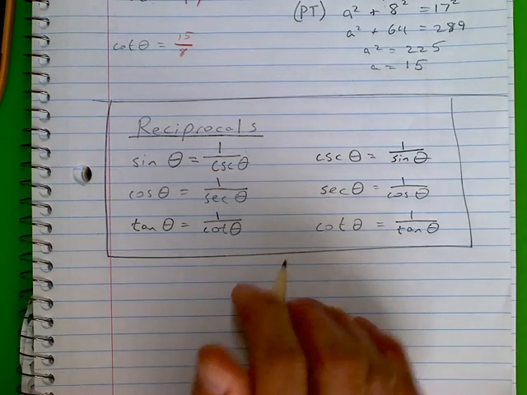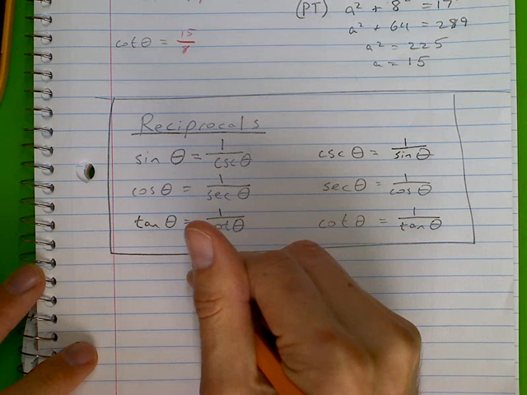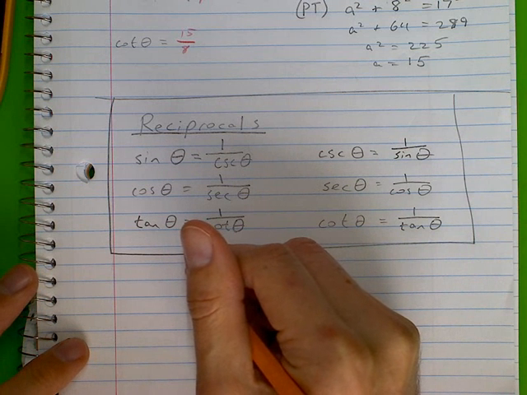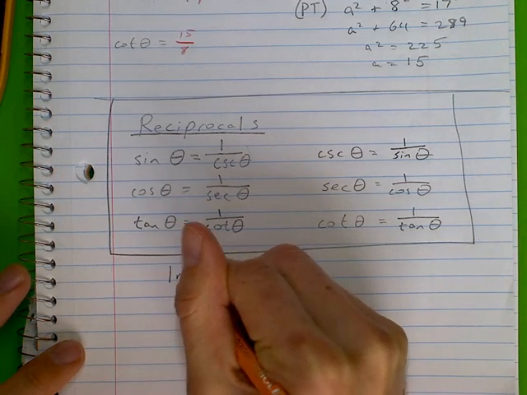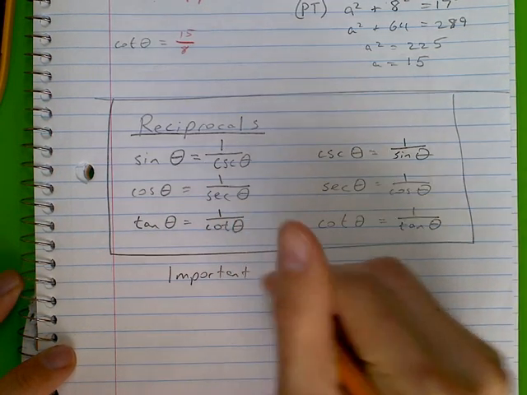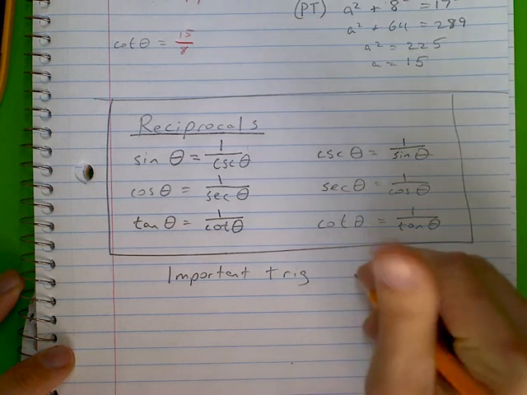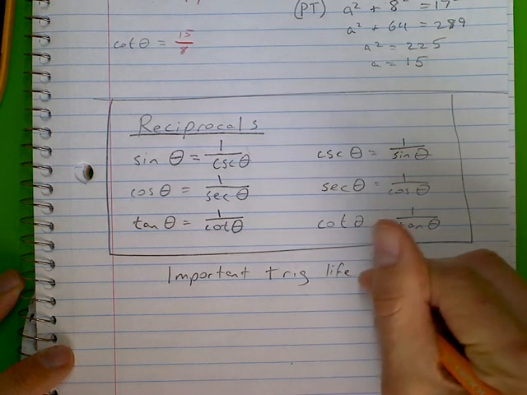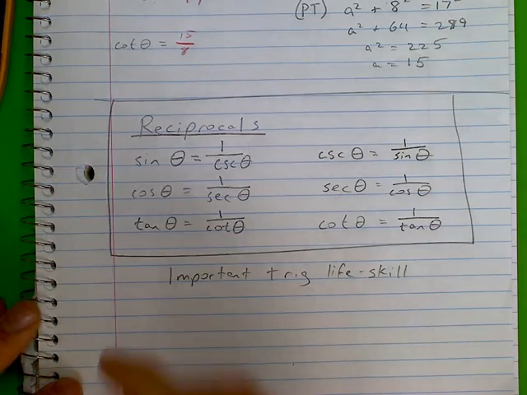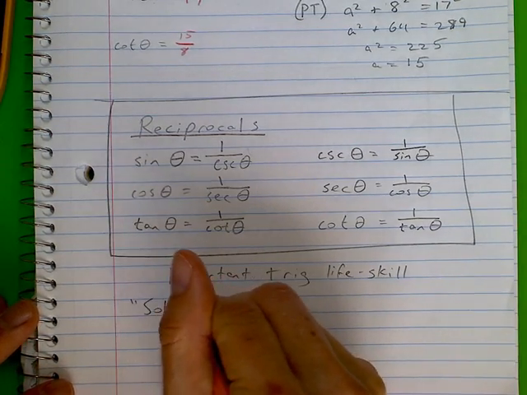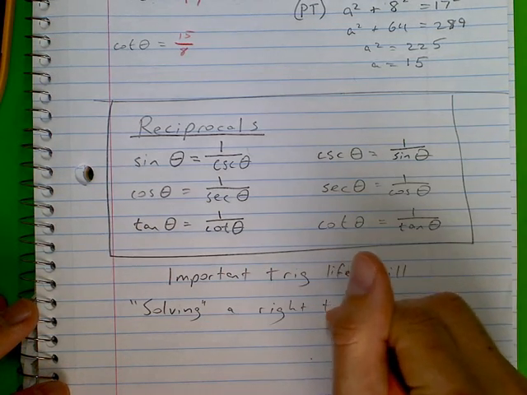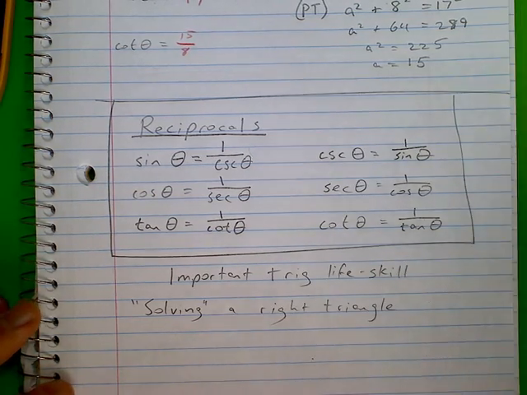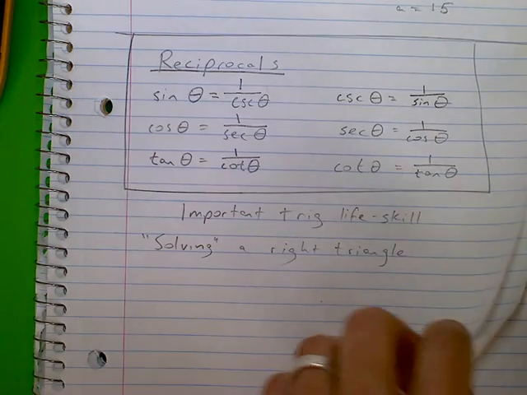So next, we're going to learn an important trig life skill for your trig life. This is called solving a right triangle. Now, when we say solving, I'm going to write this on the next page where there's more room.